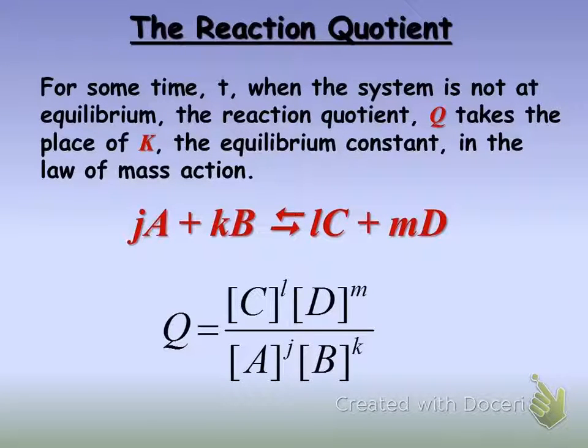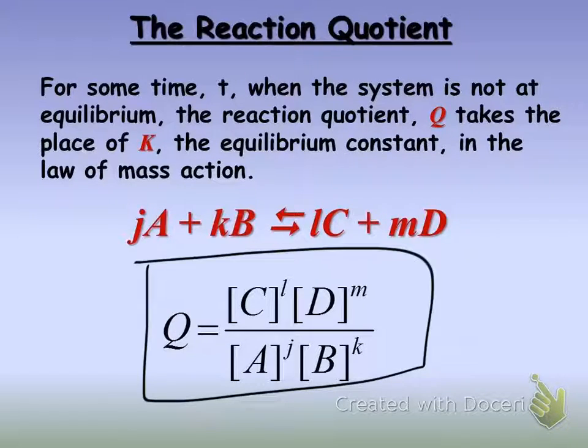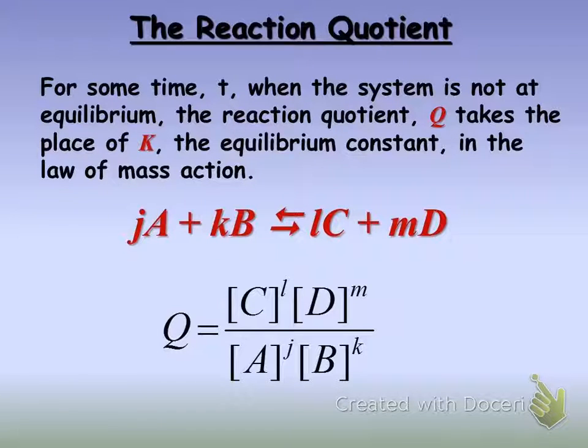So the letter Q is used to determine if a reaction is at equilibrium yet. Now, what happens if you do calculate Q and Q is equal to K? What can we say? It's at equilibrium. What happens if Q is not equal to K? It's not at equilibrium. So hopefully we get them equal when we run Q, because then we don't have to do any work. However, if Q is not equal to K, we're not at equilibrium, and certain things are implied there.